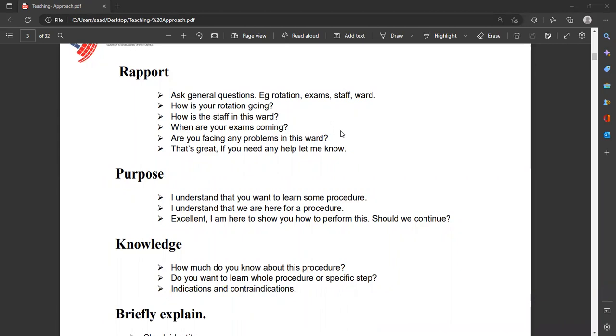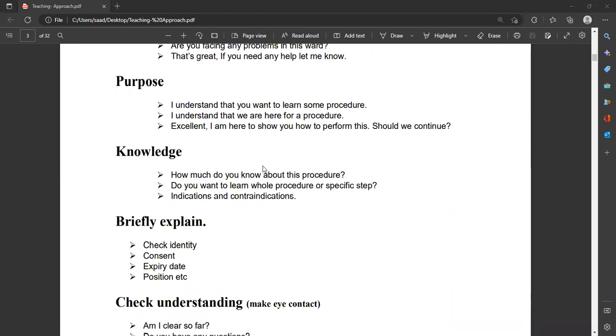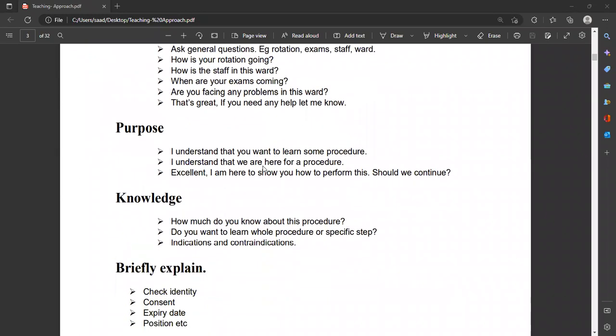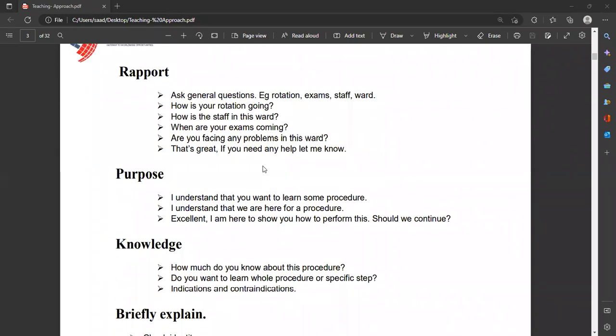Now, after the purpose, there comes the knowledge. If you start teaching urine dipstick and the student already knows about the color, clarity and the smell, and just wants to learn about the procedure, you are just wasting your time. So you will ask the student, what do you already know about this procedure? Is there any specific step you want to learn, or do you want to learn the whole procedure? That gives a plus point that you are checking the understanding of the student before going further. That will also show that you are well prepared to teach the student. So there are 4 important steps before starting the procedure, and it would not take more than 1 or 1.5 minutes.